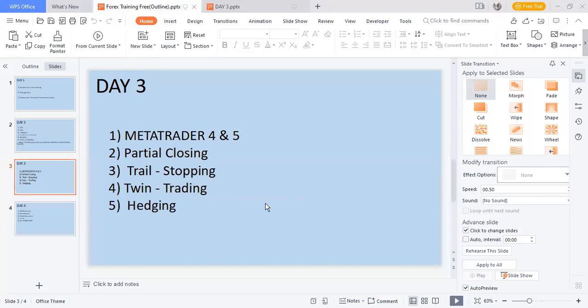For day three, which is today, we're looking at MT4 chapters 4 and 5. We talk about partial closing. We dive into trailing stop. Then we look into swing trading. And finally, I'll talk about hedging. Let's start.